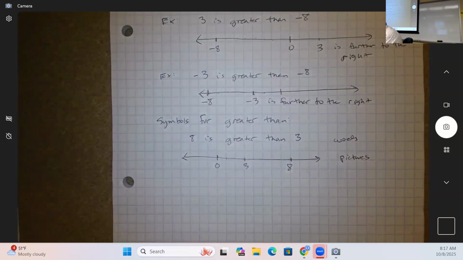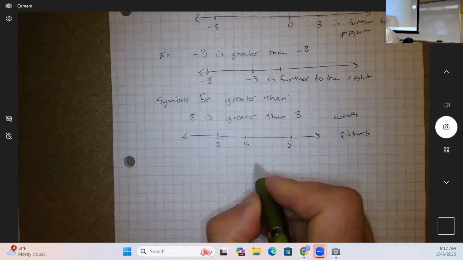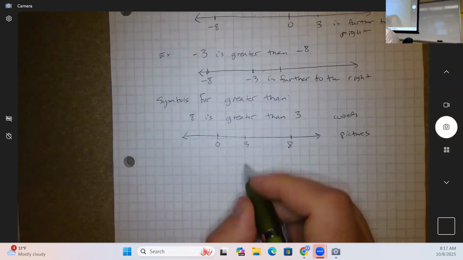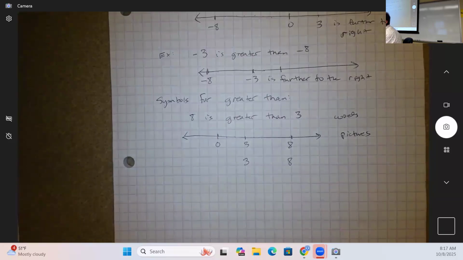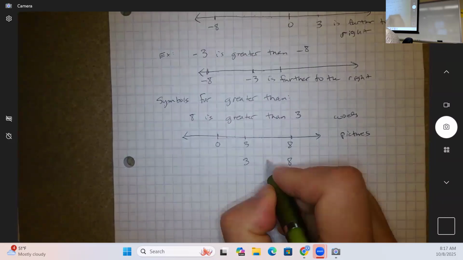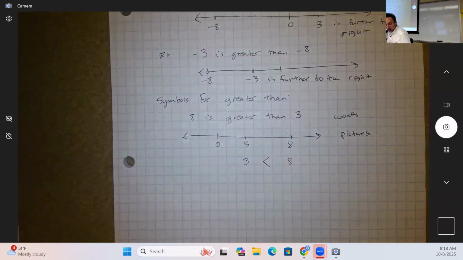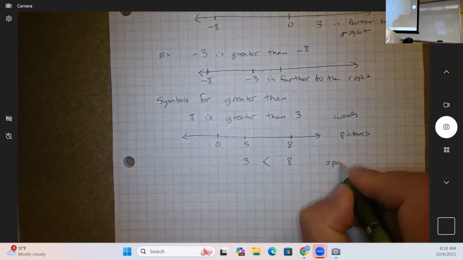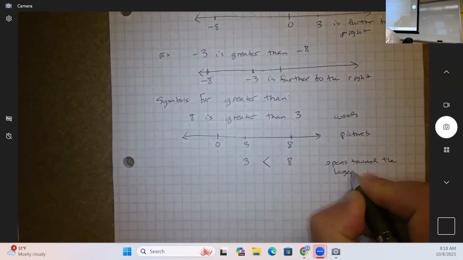And if I want symbols, there's a couple of ways I can do this. Let's go from the picture first. I just write down the two numbers that I care about, the 3 and the 8. And then I use what's called an inequality symbol. It's called an angle bracket. You can find it on your keyboard above the comma. And it opens toward the larger number.